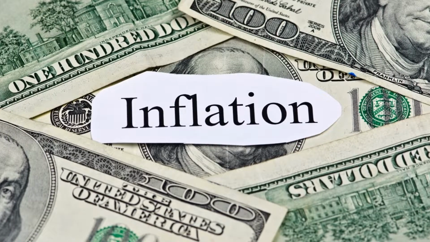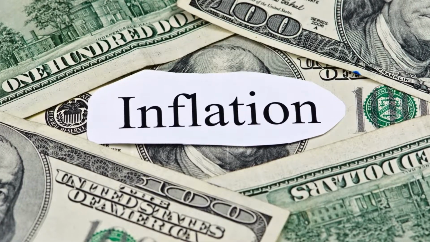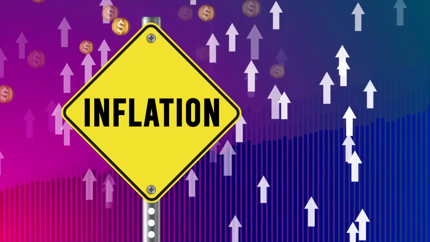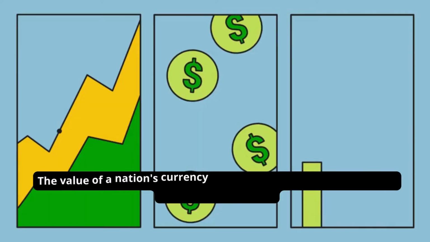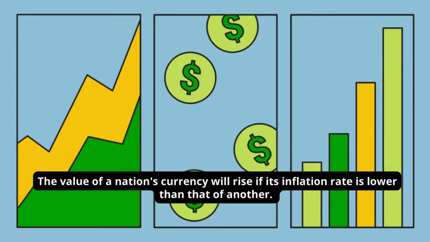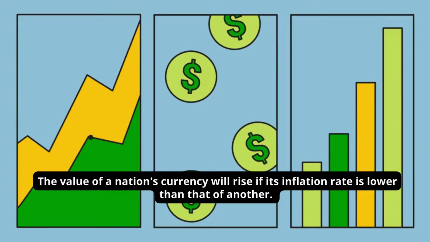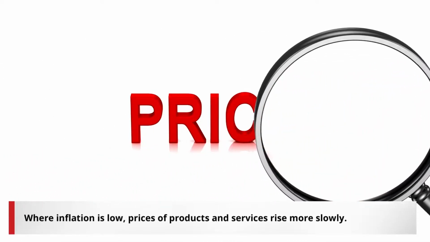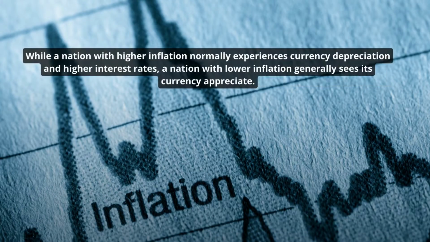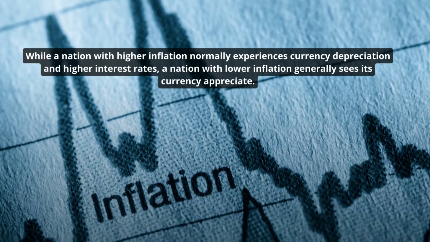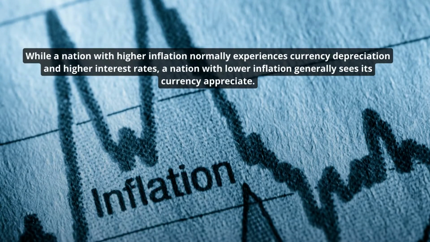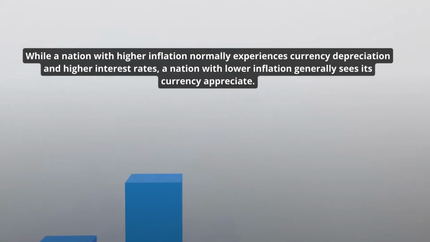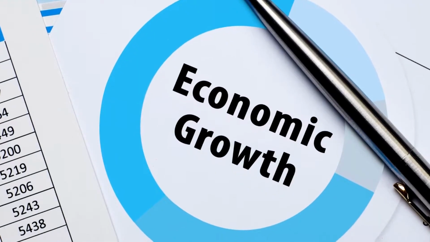Now let's look at how inflation comes into play and affects the rupee against dollar. The currency exchange rates fluctuate as a result of changes in market inflation. The value of a nation's currency will rise if its inflation rate is lower than that of another. Where inflation is low, prices of products and services rise more slowly. While a nation with higher inflation normally experiences currency depreciation and higher interest rates, a nation with lower inflation generally sees its currency appreciate. Economic growth is another factor.